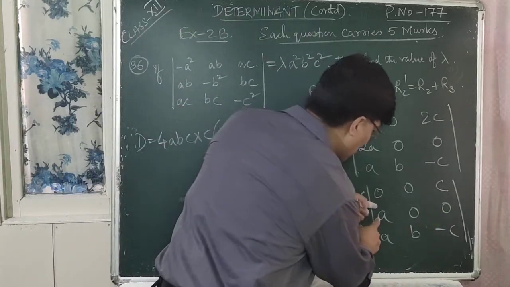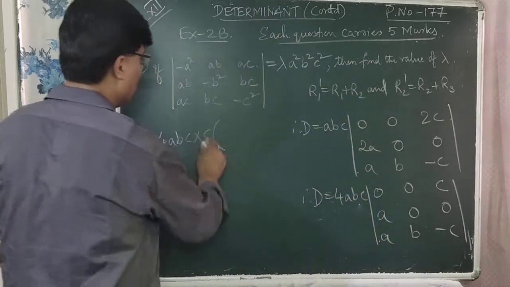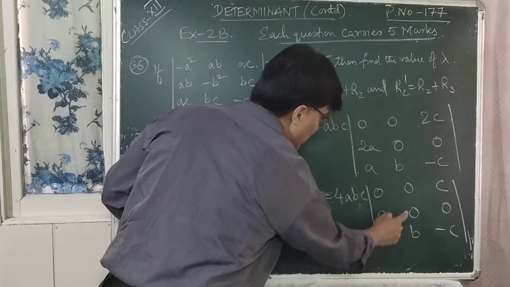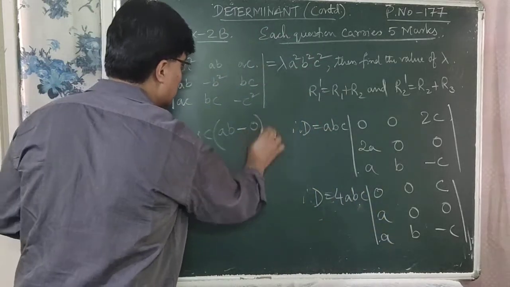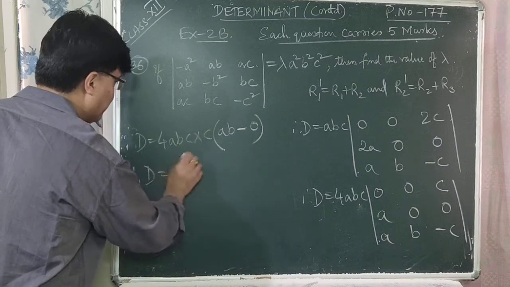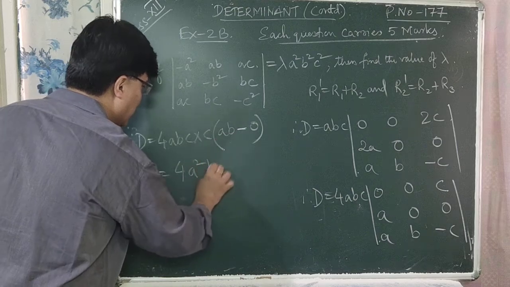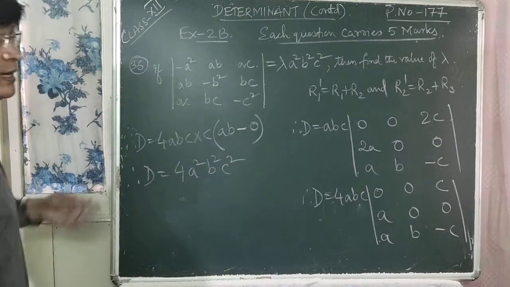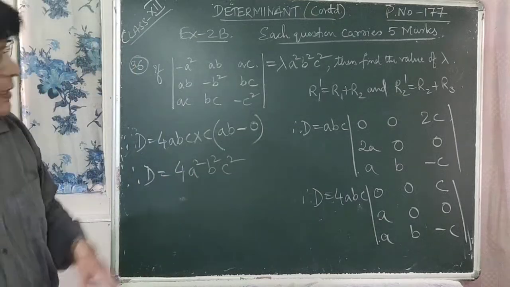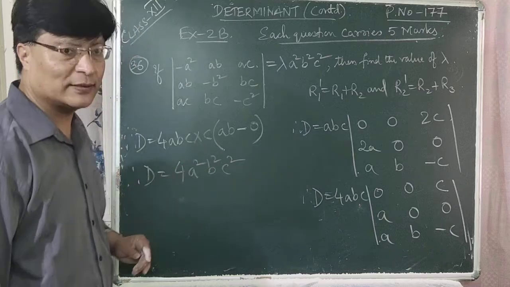What remains? A0, AB. Now cross multiply A by B. We get AB, B square, minus sign I have. Then cross multiply A by 0. What is it? A into 0 is 0 always. Therefore, D is equal to... now multiply them. It is 4 A into A square, B into B square, C into C square. So we get D is equal to 4A square B square C square. That is the value of the left hand side.